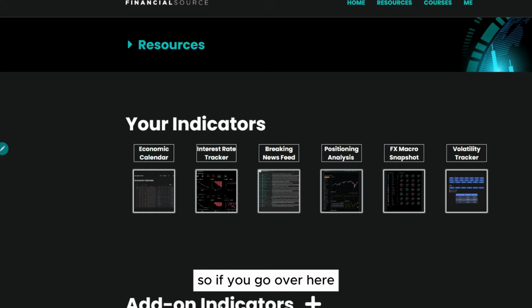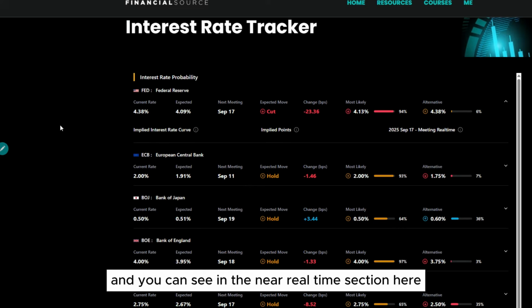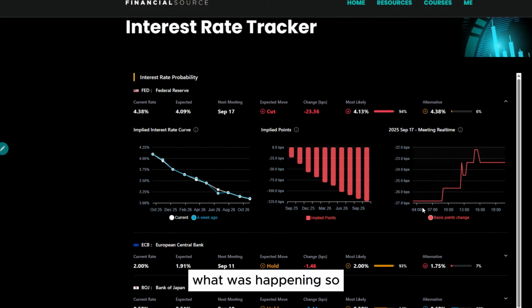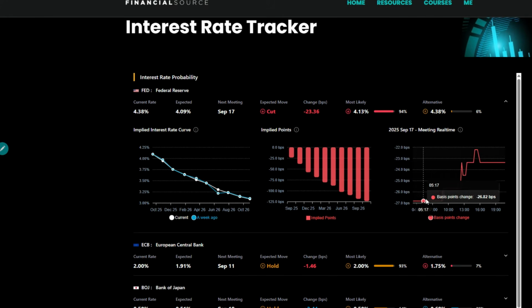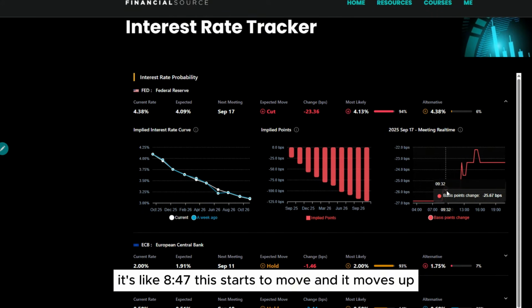So if you go over here, click on our interest rate tracker indicator, and it loads up. And you can see in the near real time section here what was happening. So we had 27 basis points of easing that was priced in at the start of the day. Not really moving anywhere, right? And now look at the timing, right? It's like 8:47, this starts to move and it moves up.